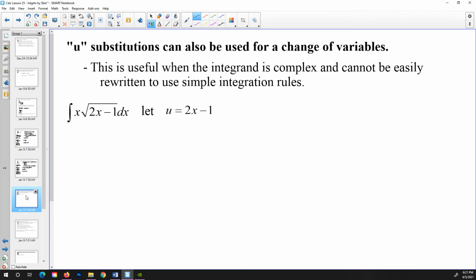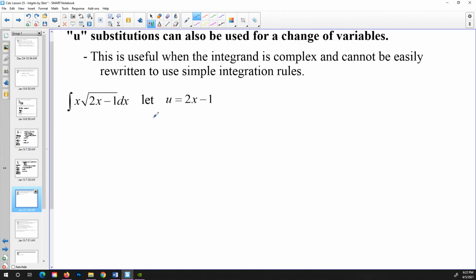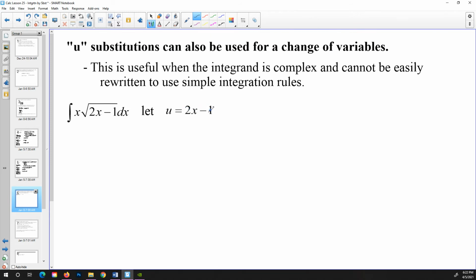Use substitutions can also be used for change of variables. This is also going to be useful when the integrand is complex and cannot be easily rewritten using simple integration rules. In this particular instance, I would normally say, based on my last two examples, that this 2x minus 1 is the more complex inner function. And so I would normally say let u equal 2x minus 1. But when I do the derivative of that, I'll just get 2 dx.